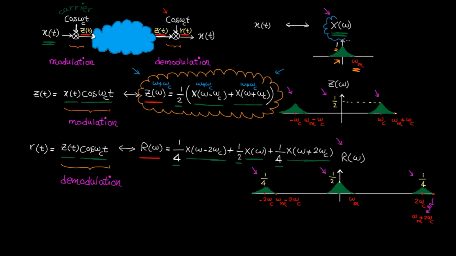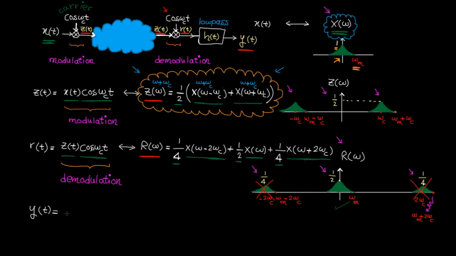To recover X(ω), we simply need to use a low-pass filter. Let's call it h(t). We use this low-pass filter to pass the desired component and reject the other ones. Let's call the output y(t). y(t) is basically r(t) convolved by h(t).